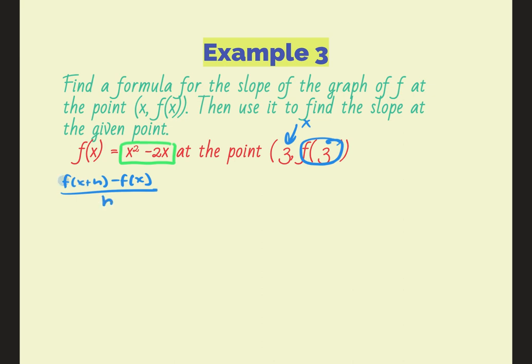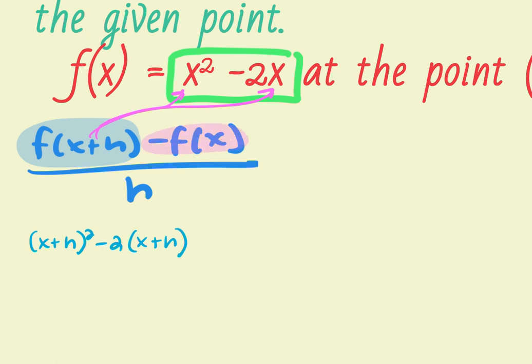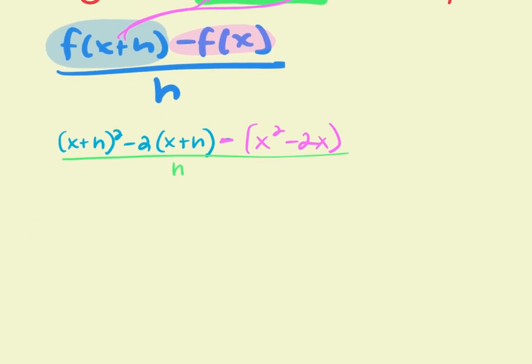So first we're going to do the f of x plus h part. So I'm going to take x plus h and plug it in to my f of x. So I get x plus h squared minus 2 times x plus h. Then I'm going to subtract from it the f of x, which is my original equation. I'm going to put it in parentheses to remind myself to distribute that negative, and then I put it all over h.